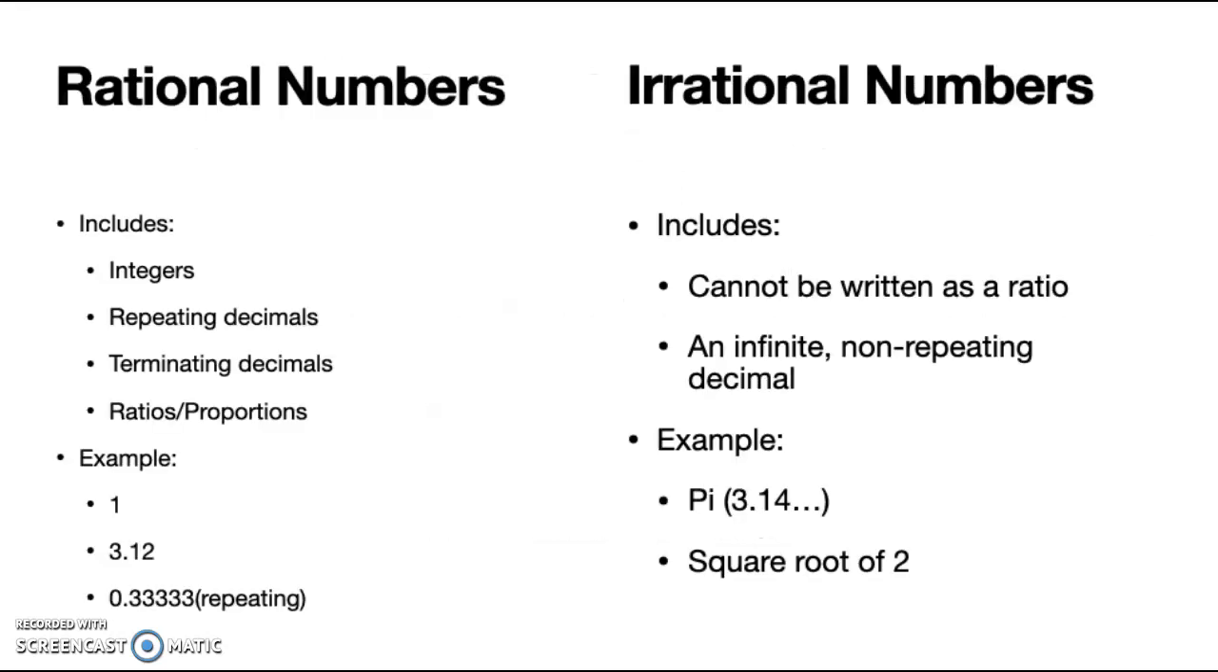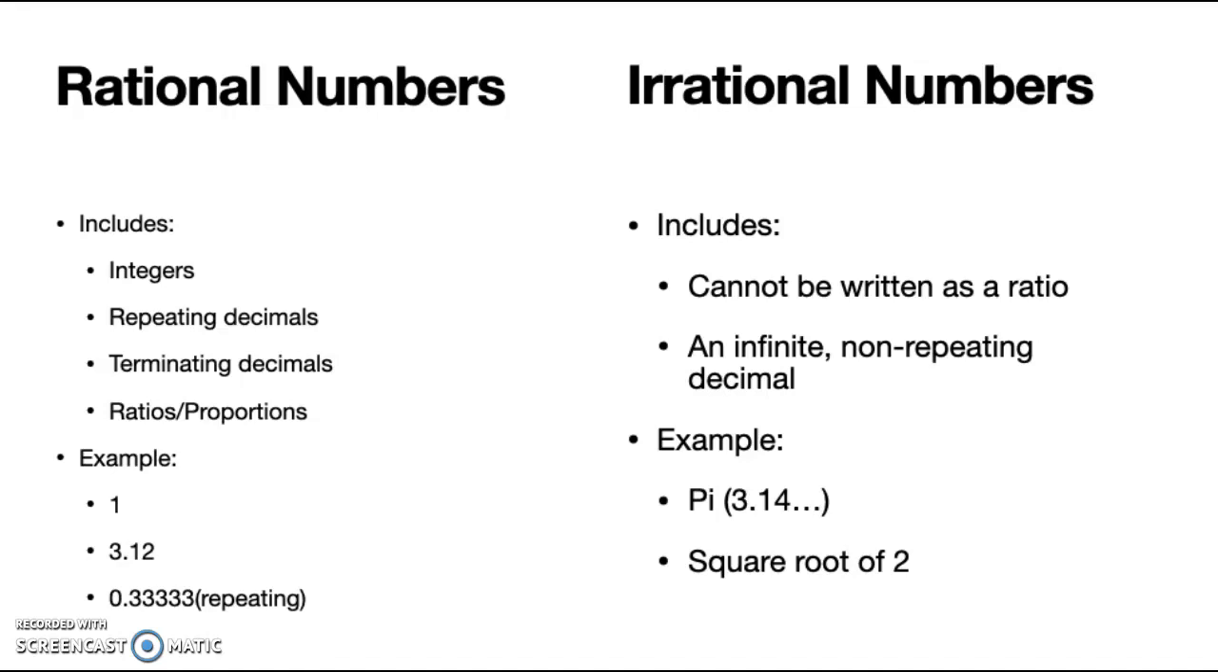Alright, so we're going to go over the definitions. Rational numbers include integers, repeating decimals, terminating decimals, ratios, and proportions, also known as fractions. An example of each one of these is the number 1, which is an integer or whole number. Repeating decimals, 0.33333, which is repeating. Terminating decimals, 3.12, or 3 1200ths, or ratios and proportions, which could be 3/10, 6/10, any fraction.